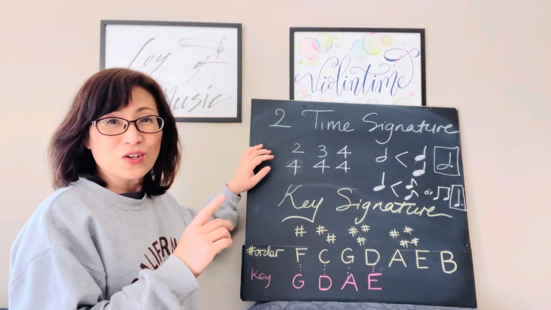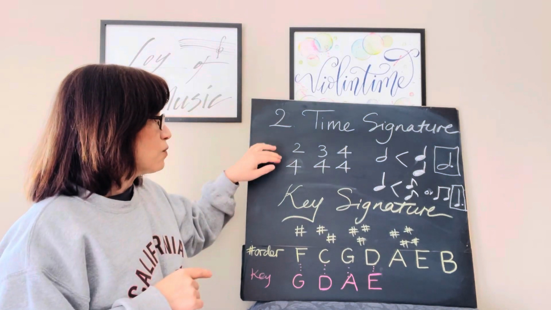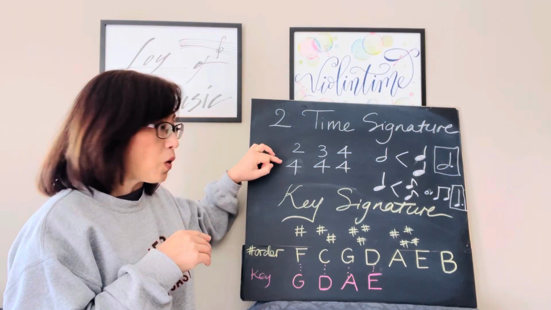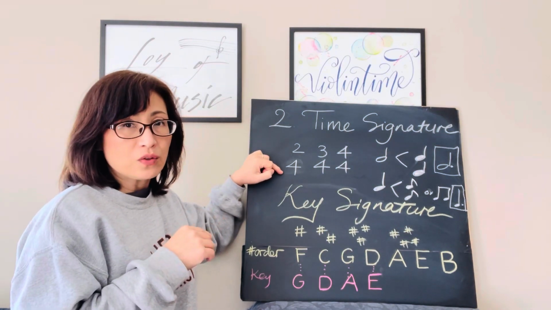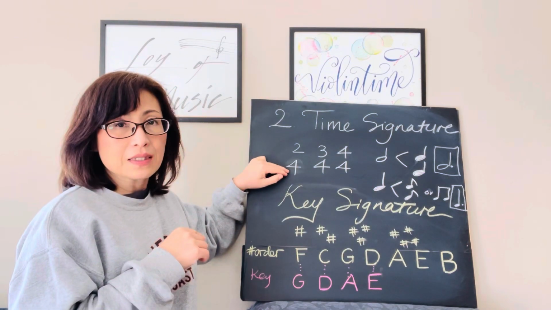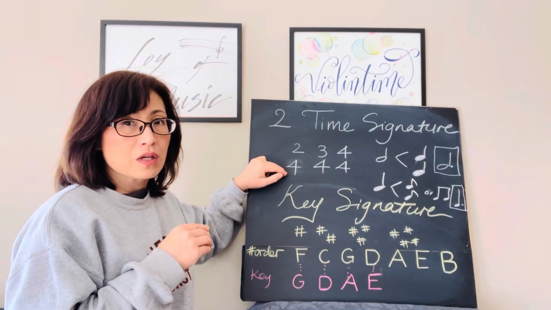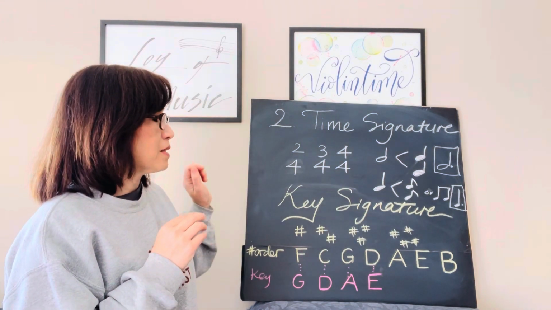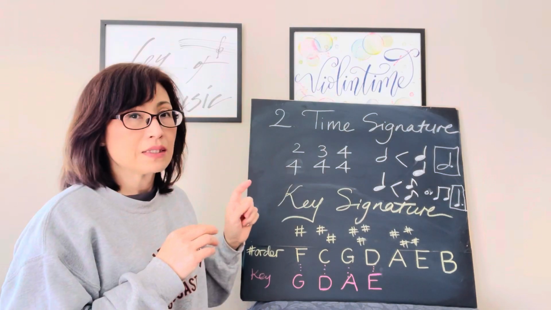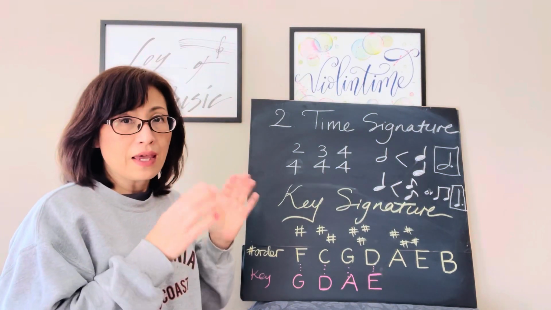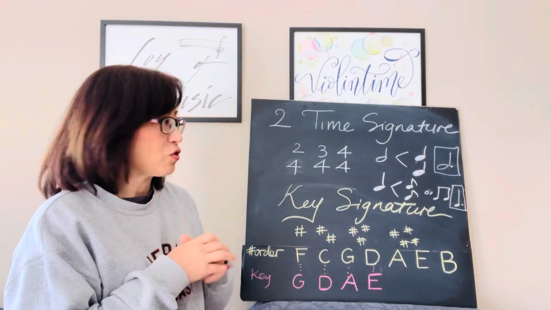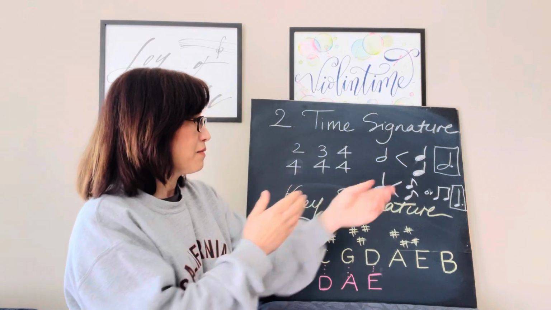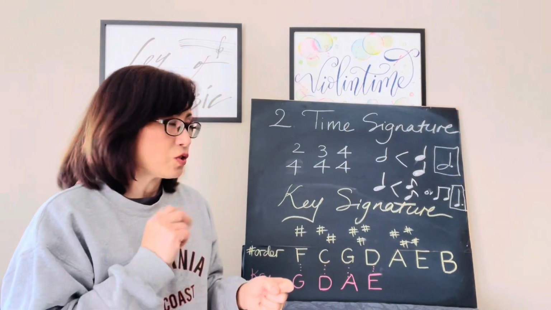So let's go to time signature first. 2/4, the top number means how many. The bottom means what note value. 4 on the bottom means a quarter note, crotchet beat. So 2 crotchet beats in a bar, 3 crotchet beats in a bar. Every bar should have 3 crotchet beats, 4 crotchet beats. And if you cut a minim, that comes to half, 2 crotchet beats.